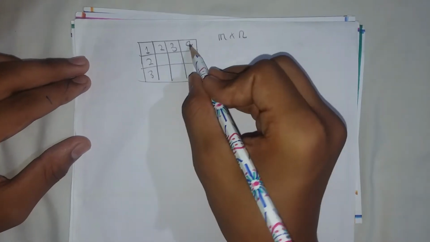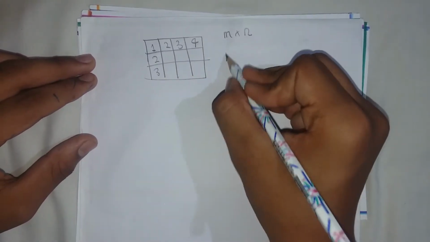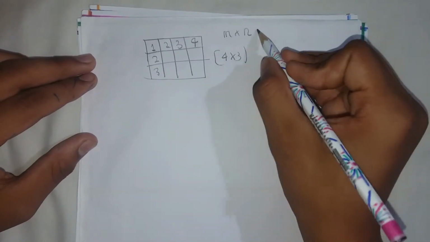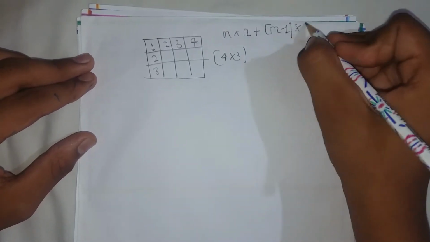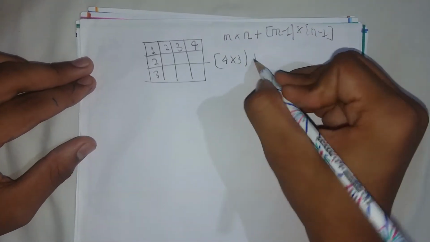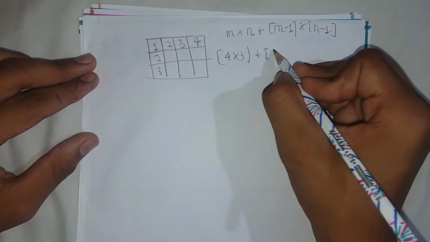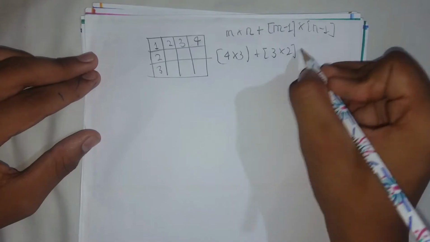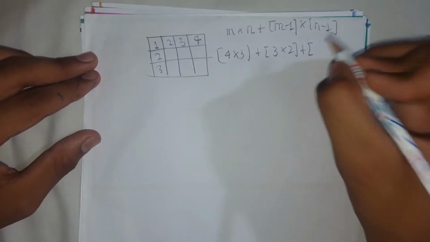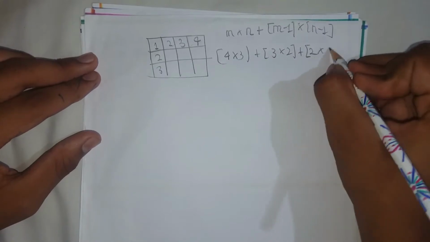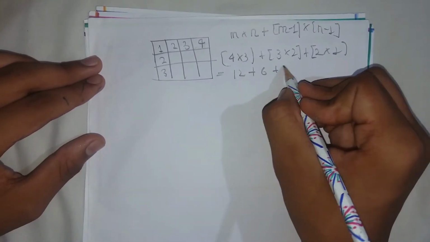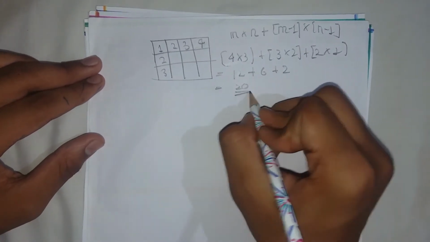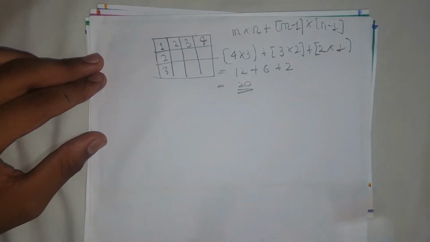So multiply the number of rows and the number of columns, that is 4 into 3, and in the next step you have to add m minus 1 into n minus 1. So here we get m minus 1 is 3, n minus 1 is 2. Do that until it comes to 0. Here we get 12 plus 6 plus 2. The answer we get is 20. So the maximum number of squares here is 20.